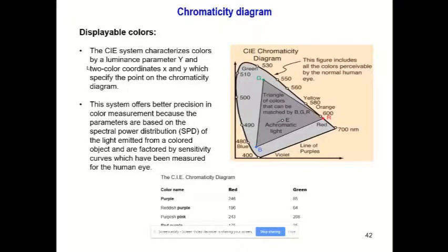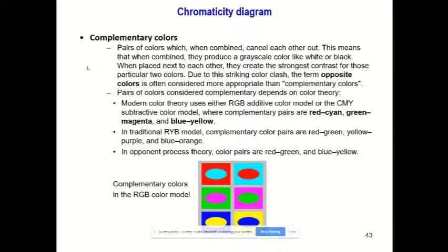What are the displayable colors in the chromaticity diagram? Basically, displayable colors are when you combine two colors, they give you a third color. For example, the purple color has two values: the first comes from the red color, and the second from the green color. For example, if you combine the value of 85 from green and 246 from red, that gives you purple. So the displayable colors, again, are when you combine two or multiple colors in the chromaticity diagram to give you a completely different color. But then we have the complementary colors that I just mentioned.